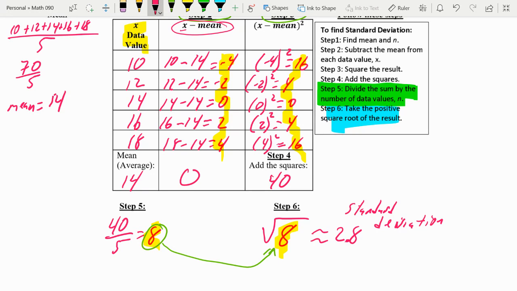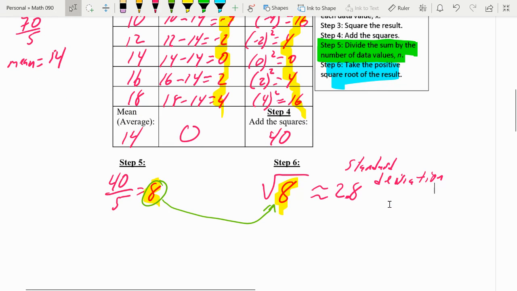Standard deviation. But there's actually a symbol that they use for it, so it's approximately 2.8. I think it was called delta for standard deviation.